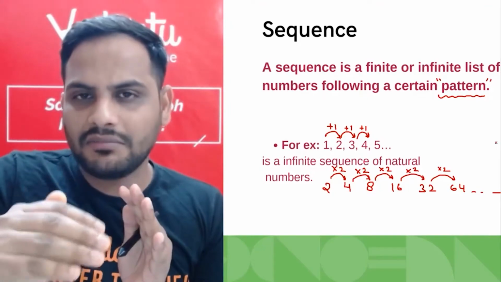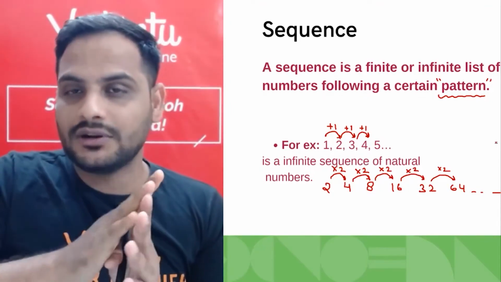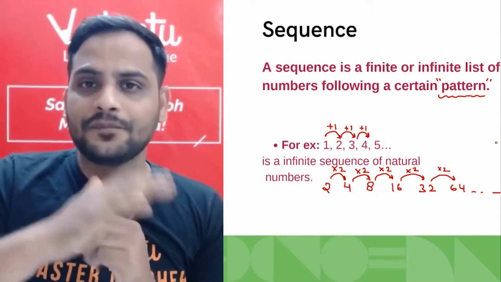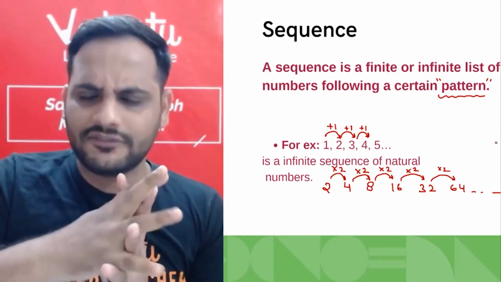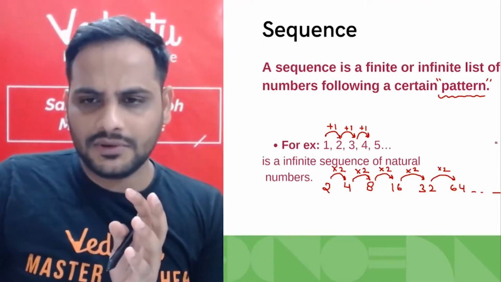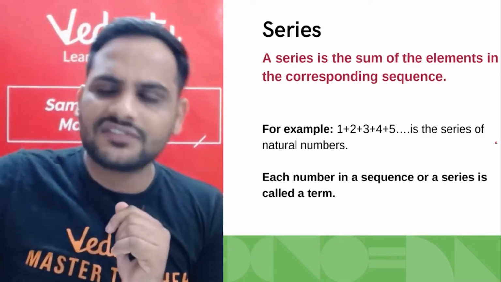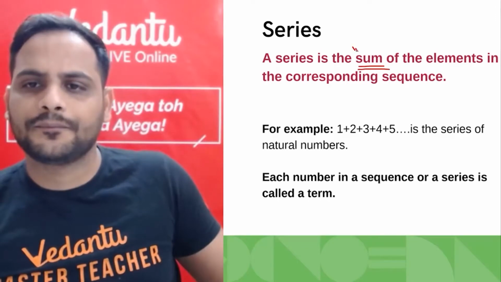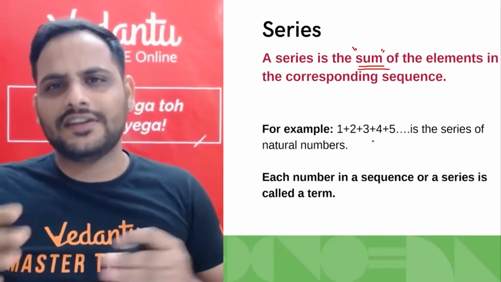All these numbers are not random numbers. They are following a particular pattern and form a sequence. That is your sequence. Easy. Now you'll be thinking, what is a series then? Are series and sequence two different things? A sequence is just this list of numbers, and if I join these numbers with addition, if I take the sum of all these numbers, then it becomes a series. So if I do 1 plus 2 plus 3 plus 4 plus 5, it will be called a series.